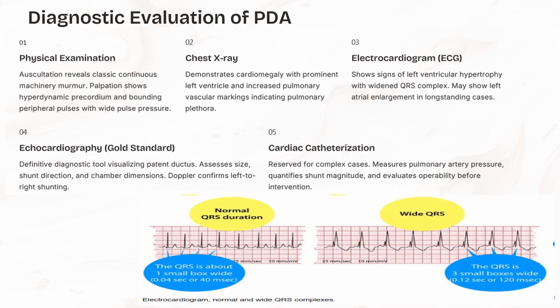This picture shows the widened QRS complex, and it may show left atrial enlargement in long standing cases. And the fourth one is echocardiography. Here, we can see size, shunt direction, and chamber dimensions also. Doppler confirms left to right shunting. And finally, cardiac catheterization. Through this, we can see pulmonary artery pressure, quantify shunt magnitude, and evaluate operability before intervention.